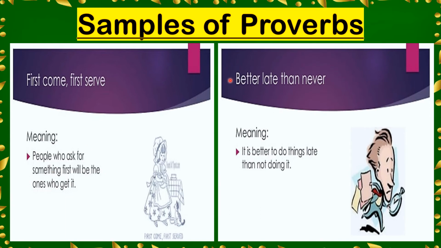Number two, better late than never, meaning it is better to do things late than not doing it. Like I always tell you when I give you homework or activities to do, it is better for you to do it later than not do it, because even if you are late, you can still get a score. But if you don't do it at all, you will never get a score.